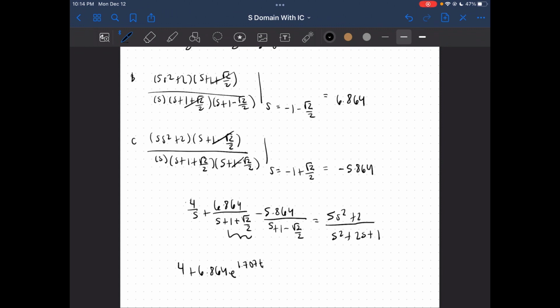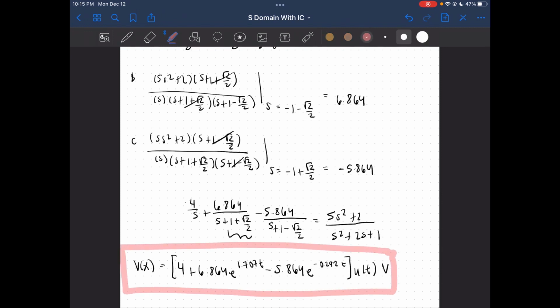And then the inverse of negative 5.864 over (s plus 1 minus square root 2 over 2) is negative 5.864 e to the negative 0.292 t. And then all of this is multiplied by u of t, and this is all in volts. So this is your final V of s in the time domain. Thank you.